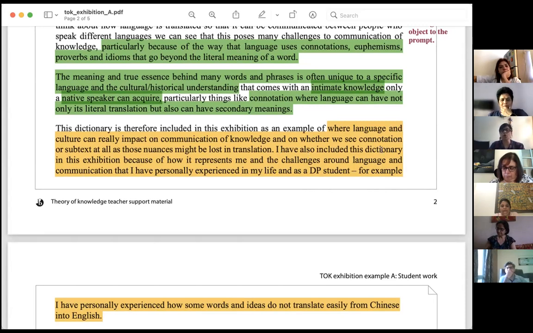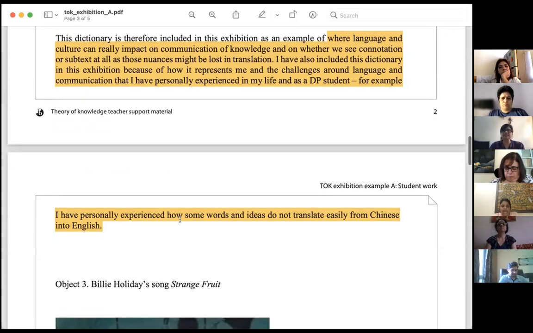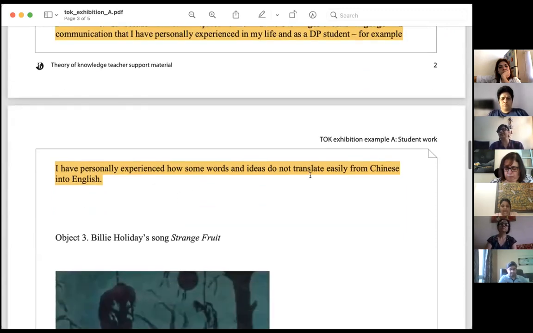I have also included this dictionary in this exhibition because of how it represents me. Now, though it sounds simple or sometimes even childish, I think this is very essential because the child is talking of a personal experience: how it represents me and the challenges around language and communication that I have personally experienced in my life as a DP student.